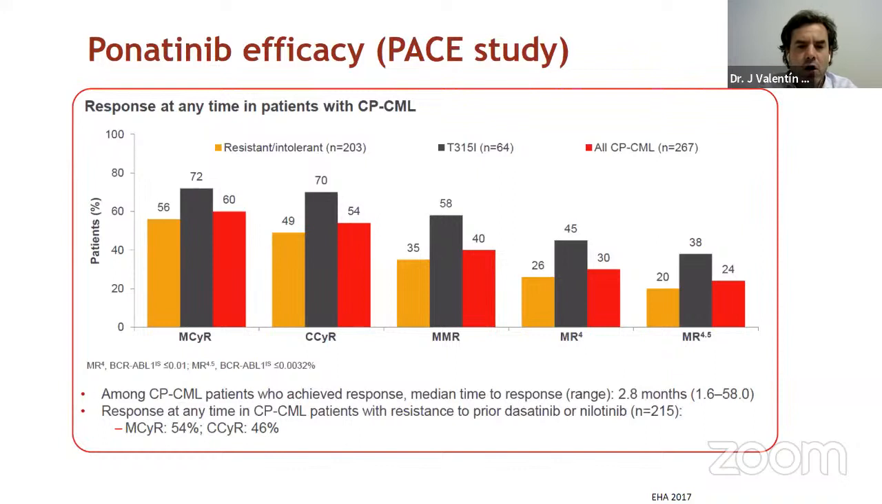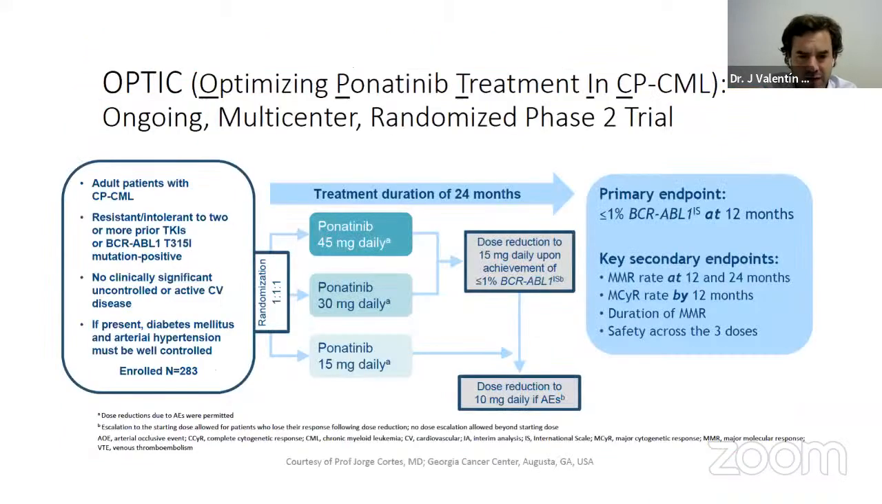The possibility of achieving optimal response in patients with previous resistance to second generation TKIs, in the third line or the fourth line, was as high as 60 to 70%, and the probability of achieving even major molecular response was around 50%. So this was considered the most effective drug. But as you know, the main problem with ponatinib is the probability of suffering cardiovascular events. This is why the recommendation was to diminish the dose of ponatinib to 15 milligrams once the patient achieved response.